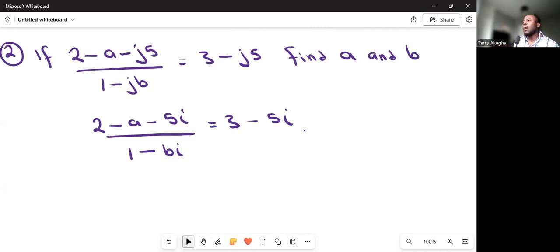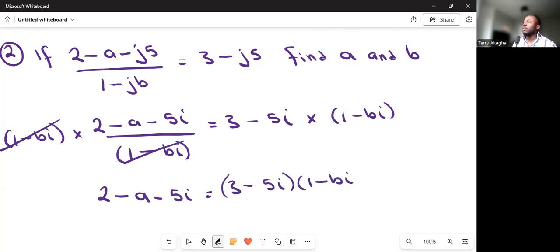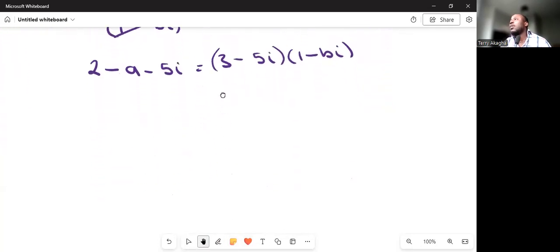What I'm going to do is get rid of this fraction. I'm going to multiply both sides by 1 minus bi to get rid of the fraction, so that it will be easier for me to work with. So 1 minus bi is going to cancel that, and it gives me 2 minus a minus 5i will be equal to 3 minus 5i into bracket 1 minus bi. Okay, so now we've gotten that.